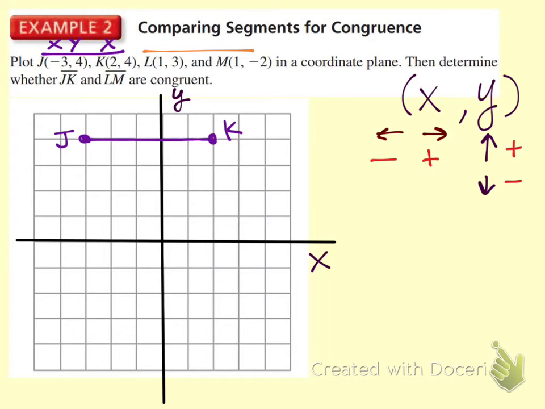Starting from the origin, we have L, which is 1, 3. So from the origin, am I going to go left or right? To the right 1, and then up or down? Up, 1, 2, 3. So I got L. And then M, x is 1, and y is -2. So am I going to go left or right? To the right 1, and then down 1, 2. Then again, connect the dots.